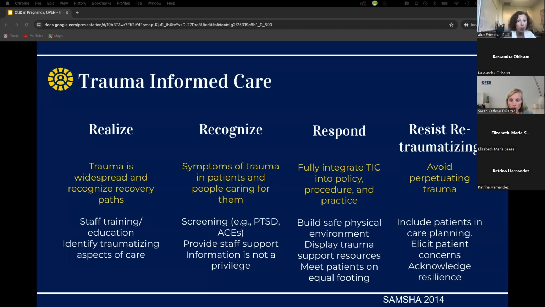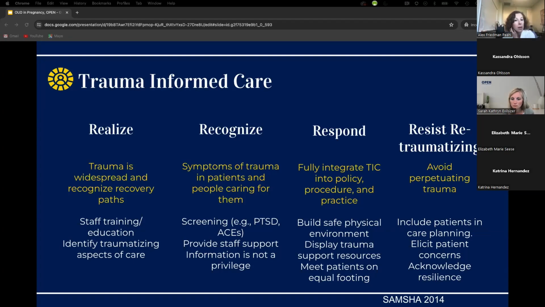Responding to trauma includes fully integrating trauma-informed care into our policies and practice. This can be having a safe environment, security where needed, putting trauma-informed resources out on display, and even meeting patients on equal footing. Instead of having a patient undressed and in a hospital-issued garment, meeting them fully clothed at the same level in a clinical setting.